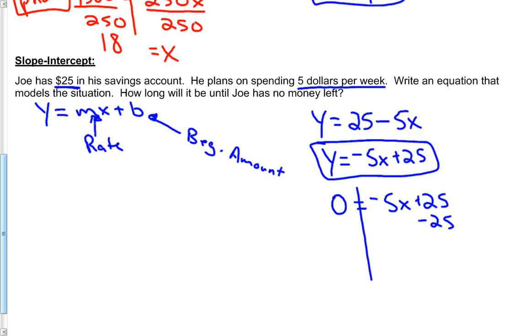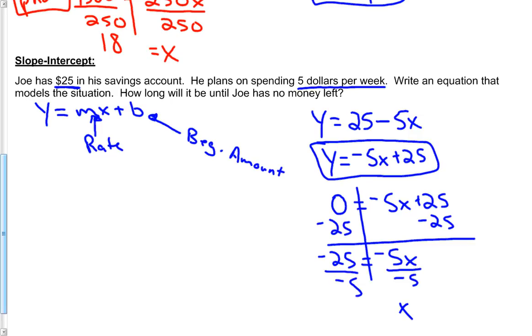Oh, probably want to put my line here just to help those of you who have trouble solving. So let's just get x by itself, because x is weeks. Well, weeks is a time, and they want to know how long. So negative 25 equals negative 5x. I'm going to divide by negative 5, divide by negative 5. You get x equals 5, positive 5.